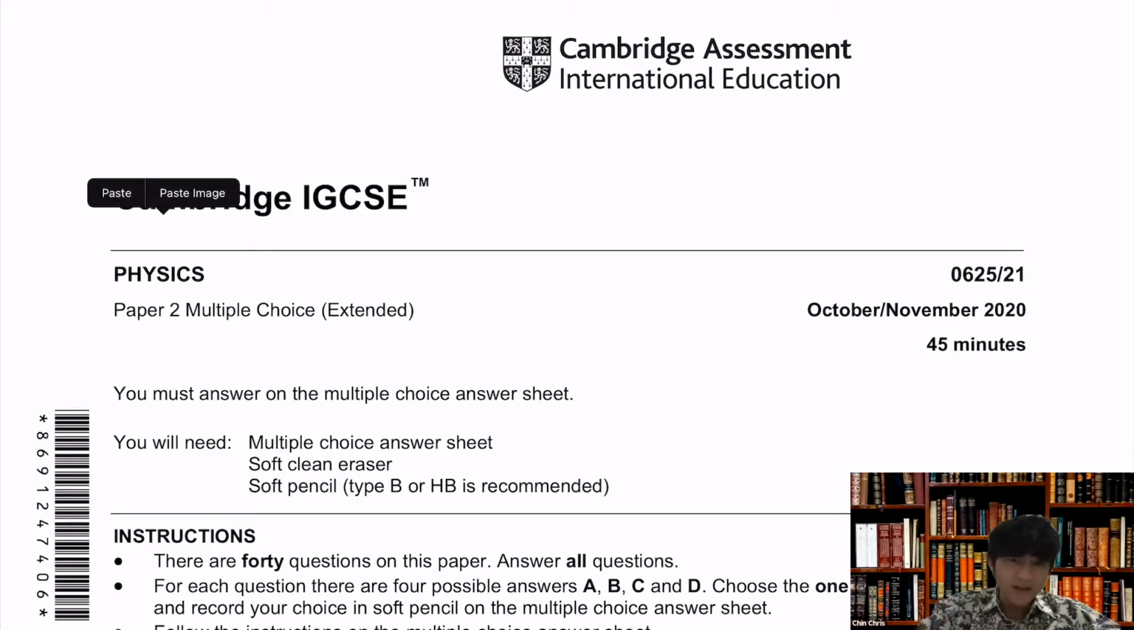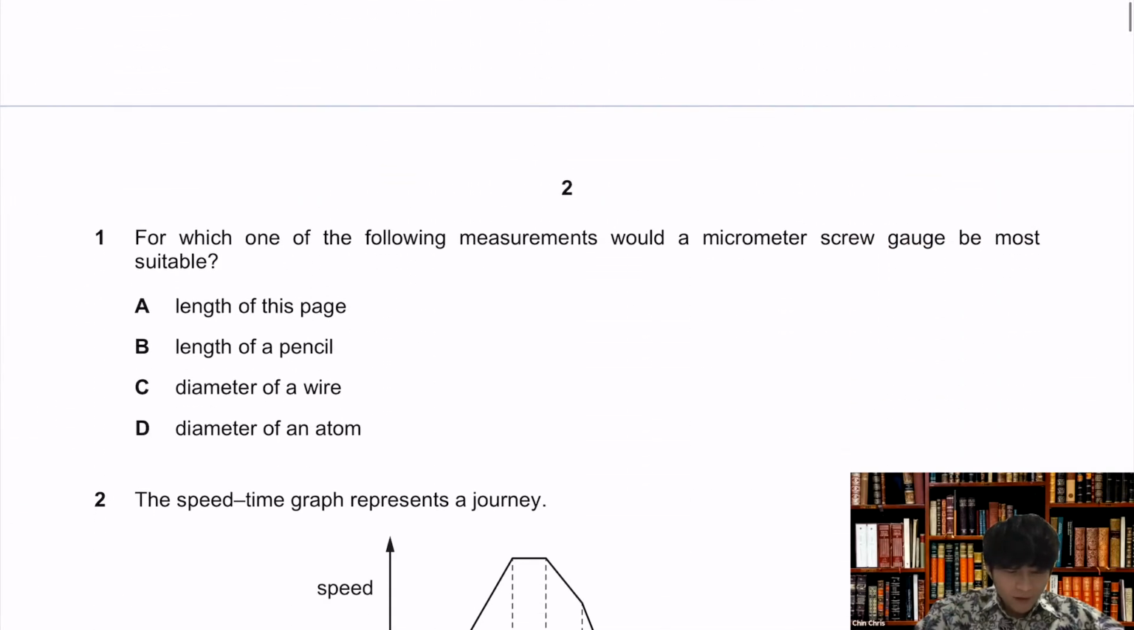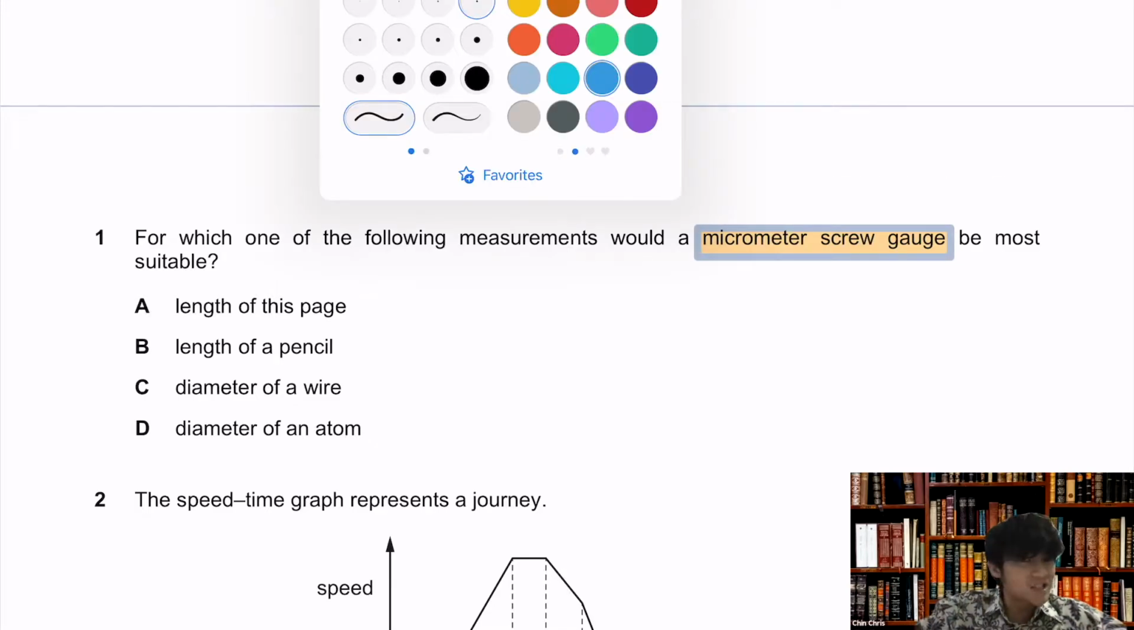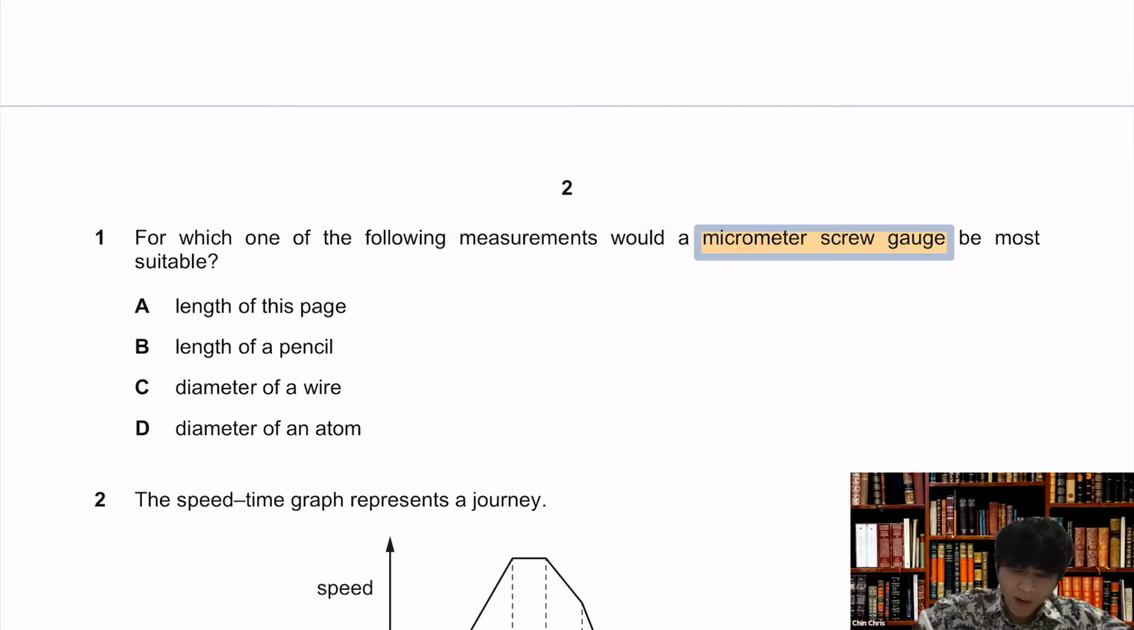Let's look at question 1. Q1: For which of the following measurements would a micrometer screw gauge be most suitable? A micrometer screw gauge is basically a device used to measure very small lengths with high precision. For example, it can measure up to 0.01 mm.